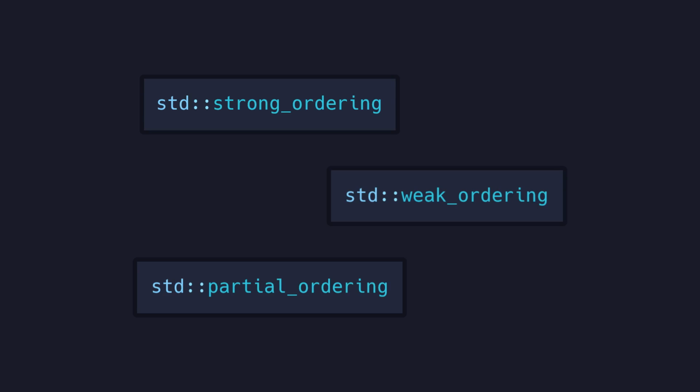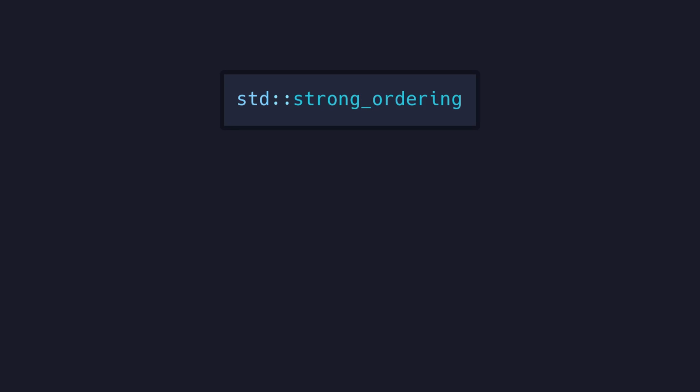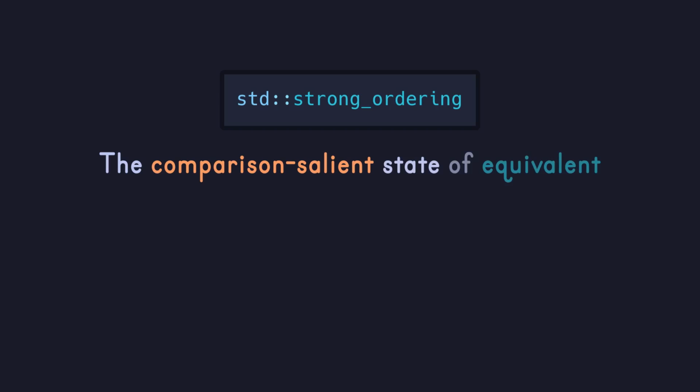There are three possible types: a strong ordering, weak ordering, or partial ordering. A strong ordering implies the following two things. First, the values are comparable. This means that given the operators smaller than, equals, and greater than, exactly one must be true and the others must be false. And second, it implies that comparison salient state of equivalent values is indistinguishable.